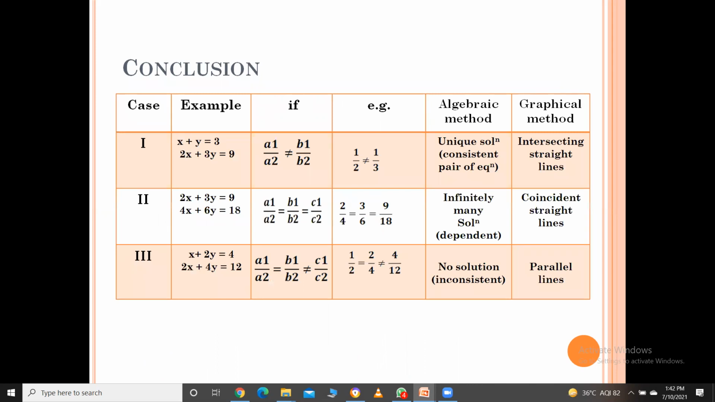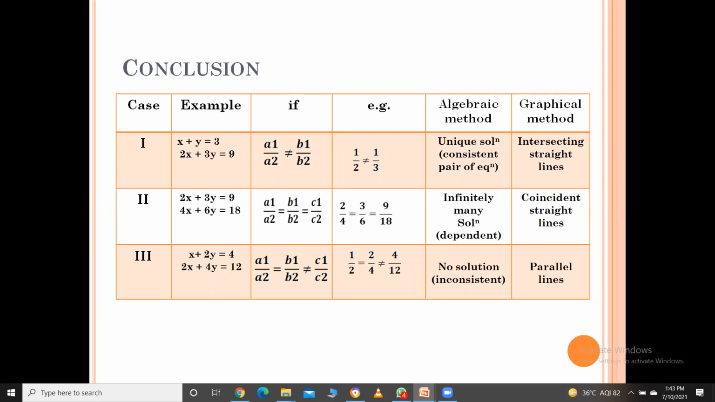In the first case, if the equations have coefficients in the form a1 by a2 not equal to b1 by b2, then a unique solution will exist, and this pair of equations will be consistent. In the graphical method, the graph will be intersecting straight lines.